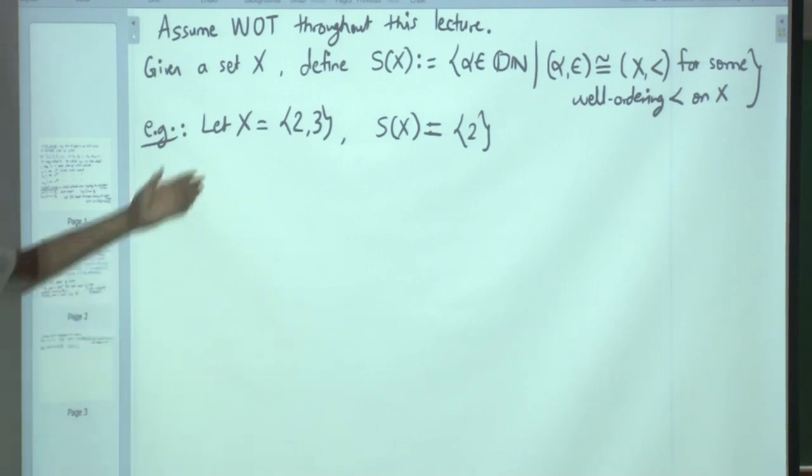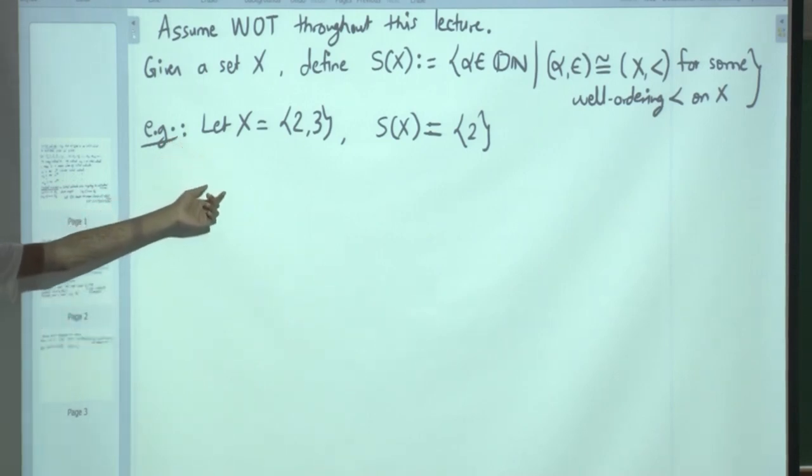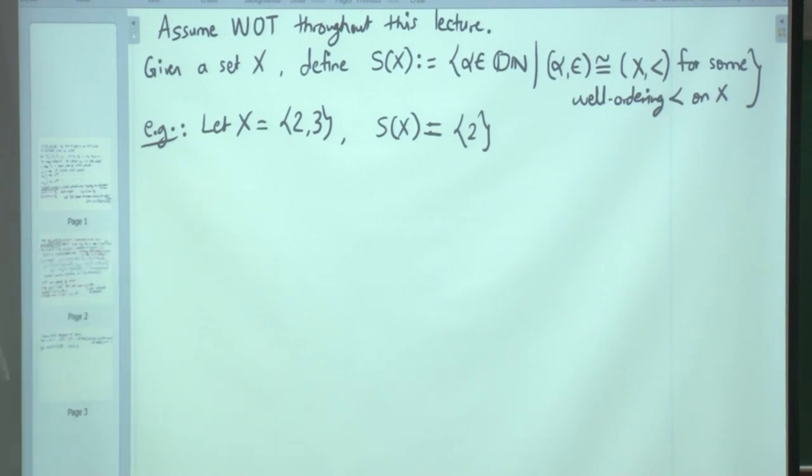So how can I well order a 2 element set? Well, I can declare 2 less than 3. That is irreflexive and transitive. That is in bijection with {0, 1}. 2 maps to 0, 3 maps to 1. And that is also an order isomorphism, it preserves and reflects order. So that's good. So S of X is equal to 2.